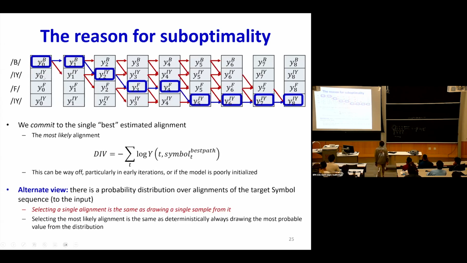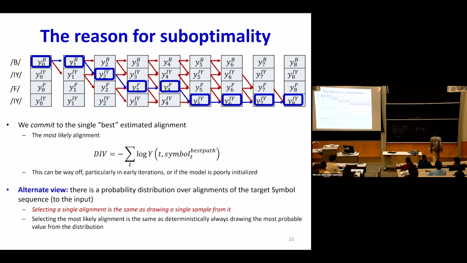And what we did for the Viterbi training was that you committed to the single best alignment. You had a current model, but the current model was crappy. And based on the current model, you picked the most likely alignment, and then you committed to it, and then you updated your model to it. But then here's a different way of looking at it. And the different way of looking at it is like so.